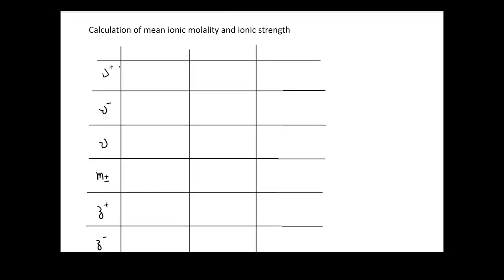The first thing we want to do today is learn to calculate the mean ionic molality, which is m±, and the ionic strength, which is labeled as I. Let's say you throw a salt into the aqueous solution. We can start from the simplest case, sodium chloride. In the aqueous solution, it dissociates into Na+ and Cl− (aq). Assuming the concentration of your sodium chloride is m, we want to calculate our m±.